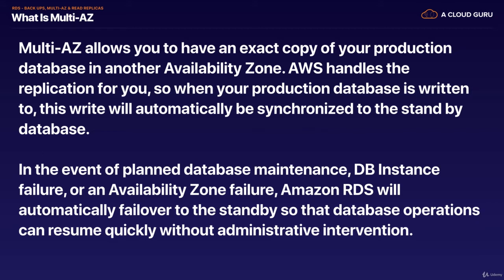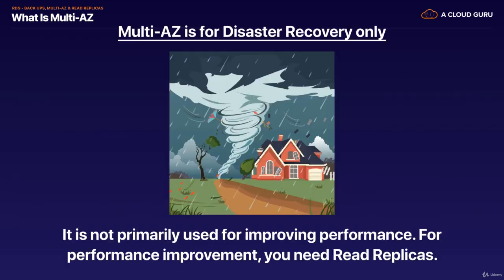And so in the event of a planned database maintenance, DB instance failure, or an availability zone failure, Amazon RDS will automatically fail over to the standby so that the database operations can resume quickly without any administrative intervention. So you don't need to go in and change your connection strings or anything like that. You're still using the same DNS endpoint. Amazon's basically just updating the IP address to point from one RDS instance to another. They do all that. You don't have to worry about it, and it will fail over automatically to another availability zone.